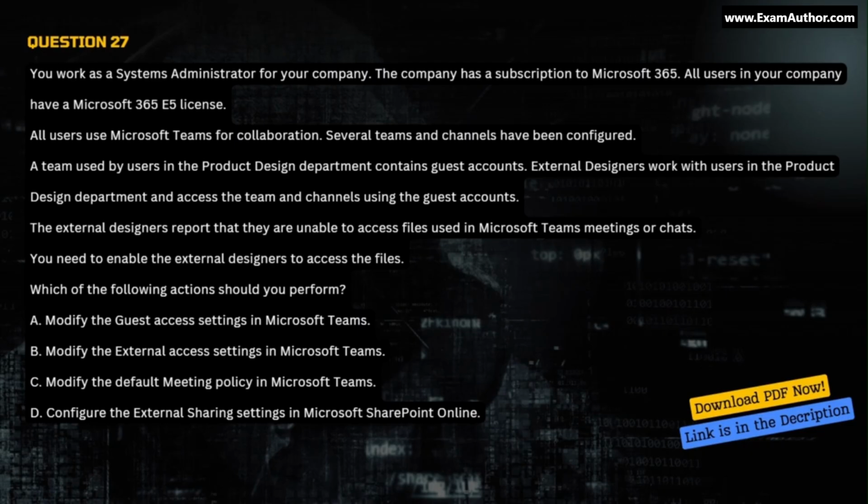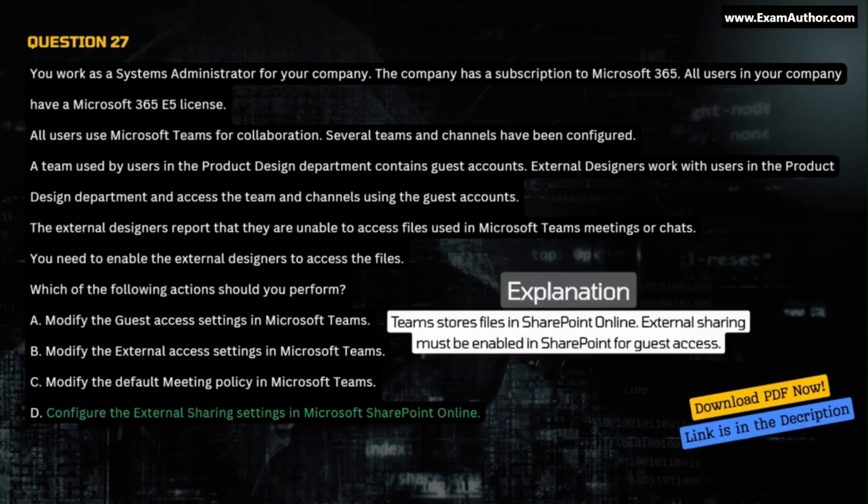Which of the following actions should you perform? A. Modify the guest access settings in Microsoft Teams. B. Modify the external access settings in Microsoft Teams. C. Modify the default meeting policy in Microsoft Teams. D. Configure the external sharing settings in Microsoft SharePoint Online. Correct answer D. Configure the external sharing settings in Microsoft SharePoint Online. Explanation: Teams stores files in SharePoint Online. External sharing must be enabled in SharePoint for guest access.